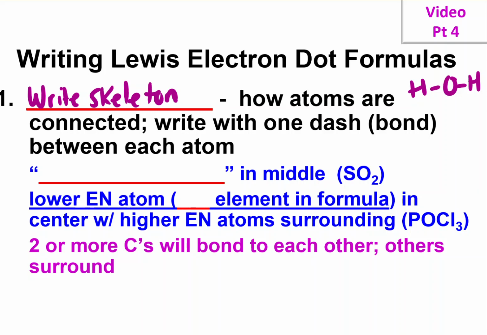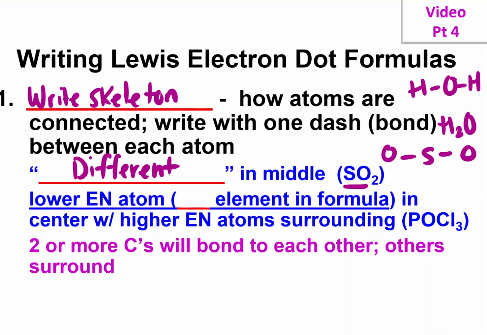Okay, if you need to figure out what to put in the middle, like I did for this water, you put the one that's different in the middle. So like for SO2, I would put sulfur in the middle. It's different. The other thing is, these are other rules of thumb, the first element in the formula goes in the middle. We call that the central atom, by the way.